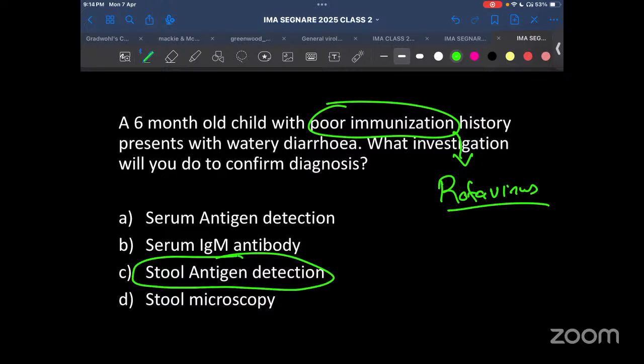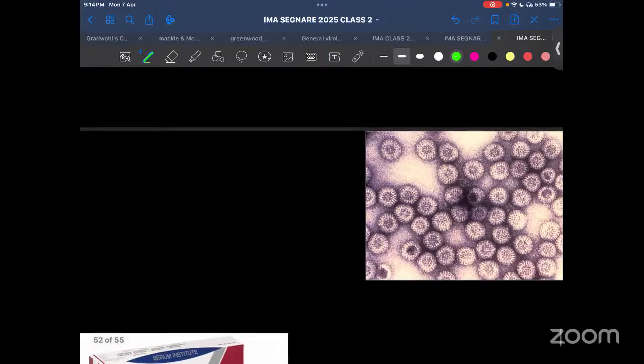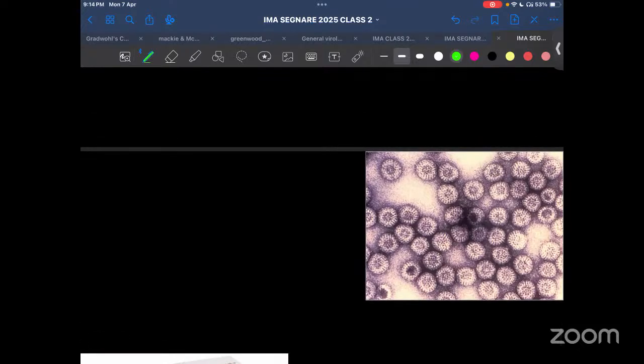You can do stool antigen detection. Okay, you can do stool PCR also, or you can do electron microscopy, but the easiest method is stool antigen detection. So antigen detection by ELISA, you can do stool antigen detection for rotavirus. Now this is the rotavirus. See, what is this? This is the electron microscope image. And how does this rotavirus look like? Wheel-like organism. It looks like wheel. So rotavirus looks like wheel.